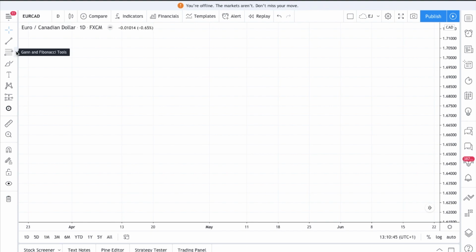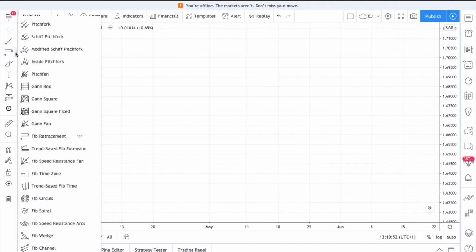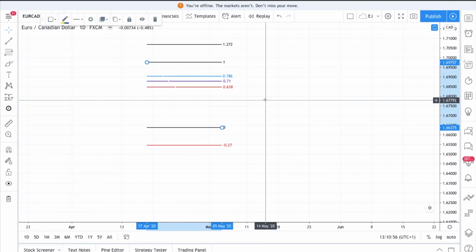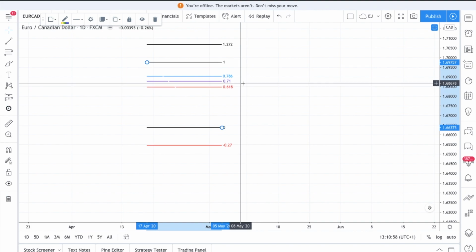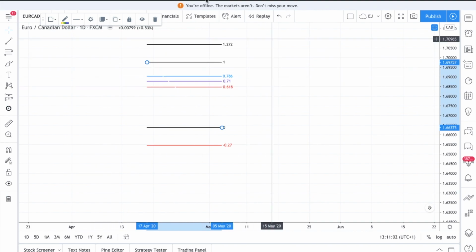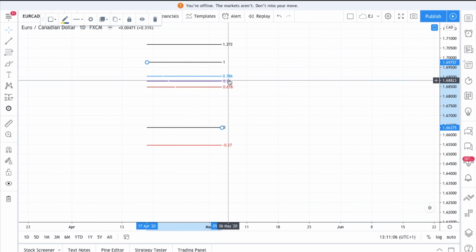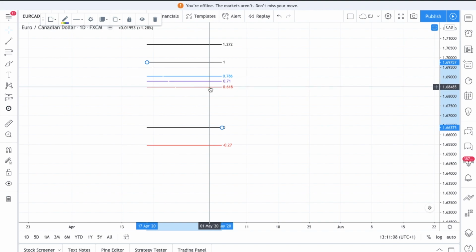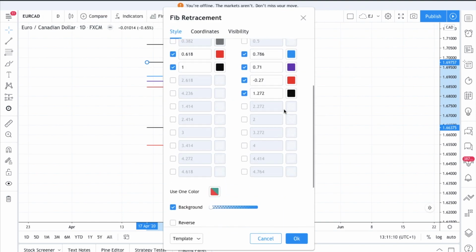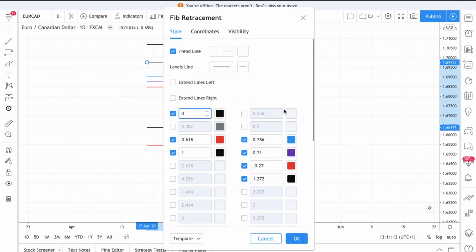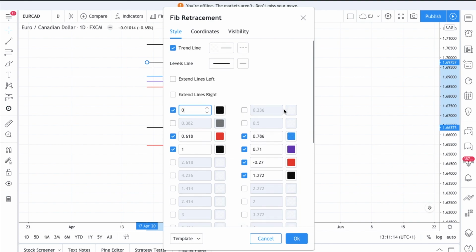So to get the Fibonacci retracement, all you need to do is come over here, click this little arrow, and come down to where it says Fib retracement. Right, so this is the Fib. Yours won't look like this from the start if you haven't used it before. To get it looking like this, with the numbers I'm using, double click one of the lines and you'll pop up with this box. Take a screenshot of this or just pause the video and have a little look.